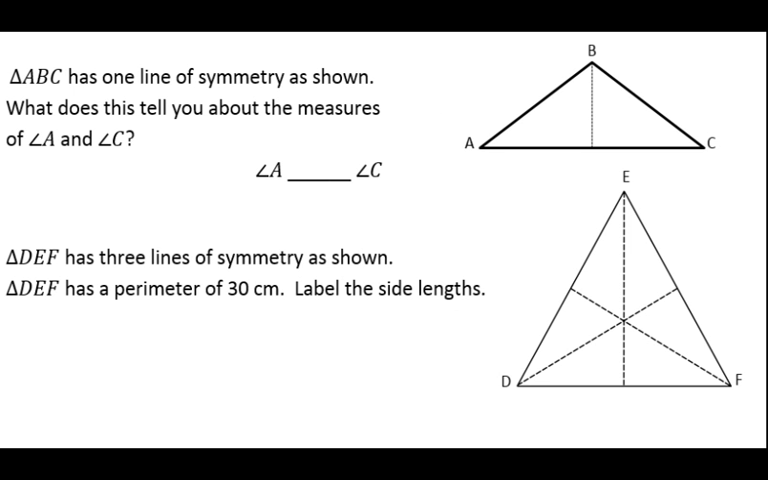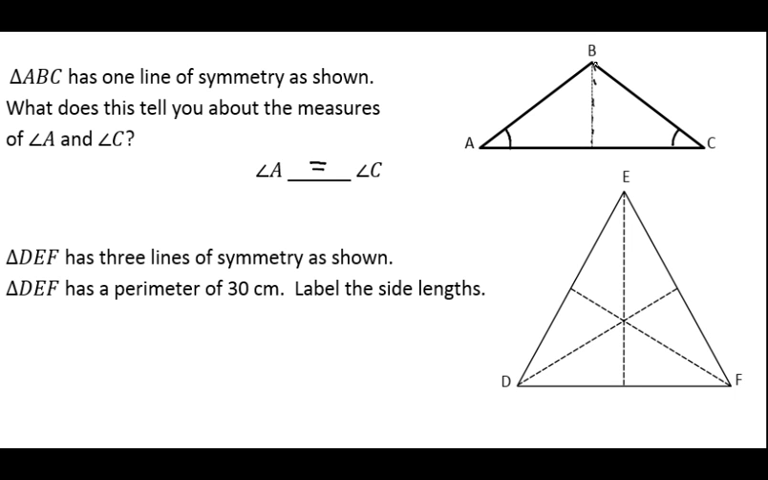In the next section, I have a couple of questions to answer about various triangles. The first one says triangle ABC has one line of symmetry as shown. What does that tell you about the measures of angle A and angle C? So you can see in triangle ABC that a line of symmetry has been drawn down the center. That means when I fold this shape over, both sides match exactly, which also means that angle A is the same measurement as angle C. So we'll say angle A is equal to angle C.